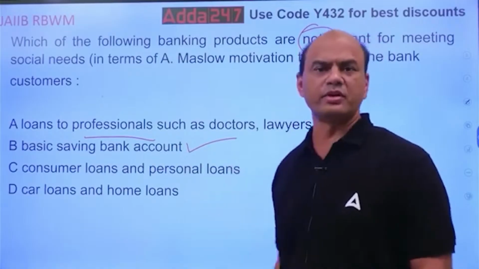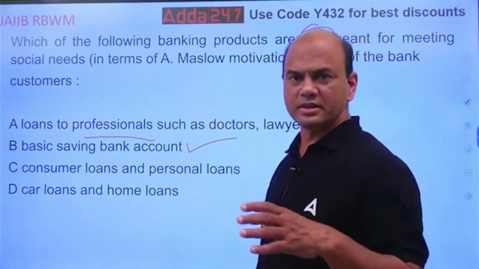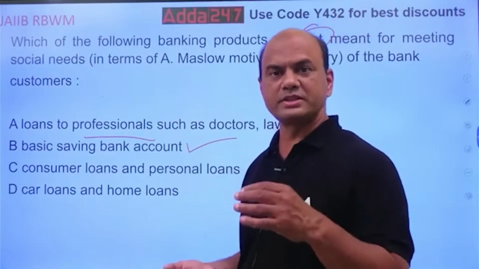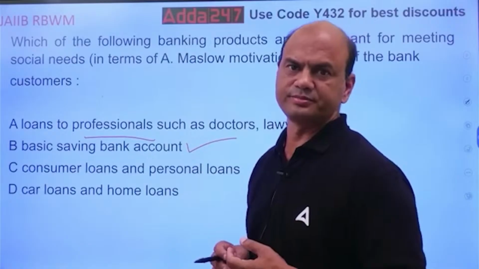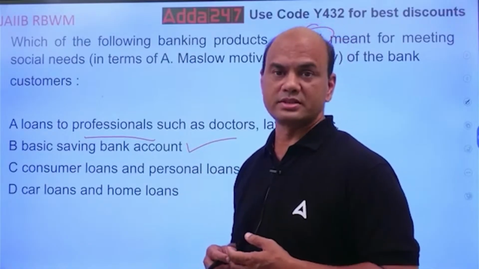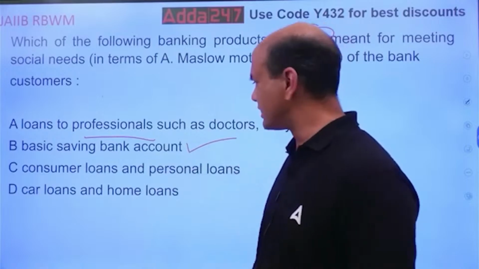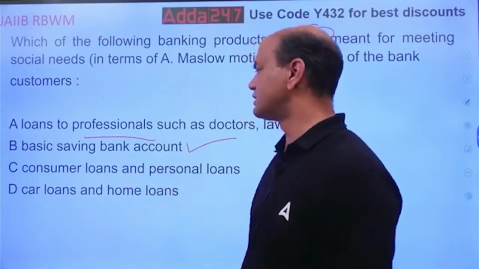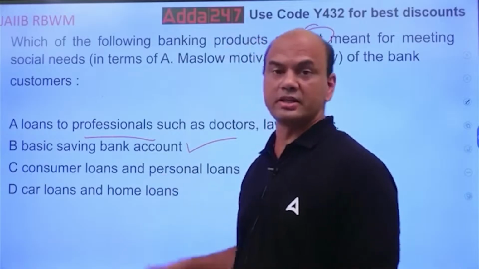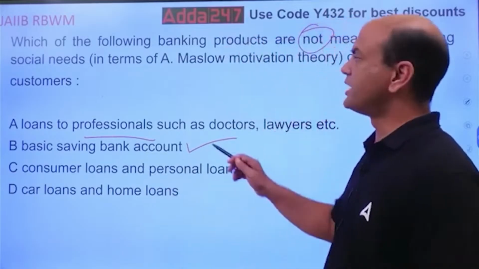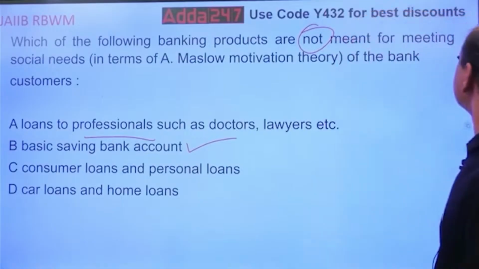Social needs means what? Social need person, generally the taxpayers in our country are from this level. We call it middle class. A lot of persons are in middle class. So there, consumer loans, personal loans needed, car loans and home loans needed, obviously, isn't it? So, BSBD is not needed.